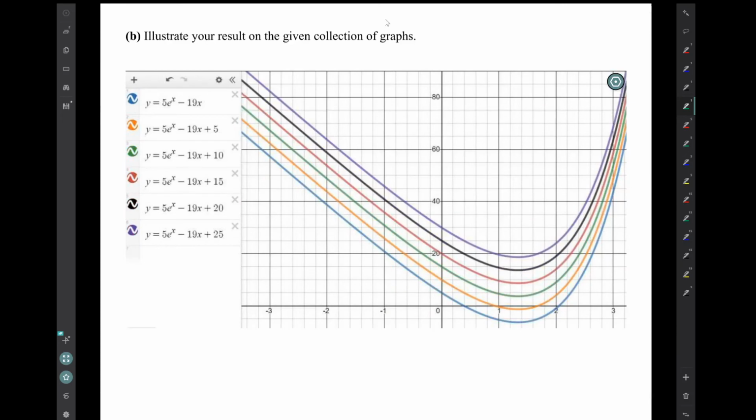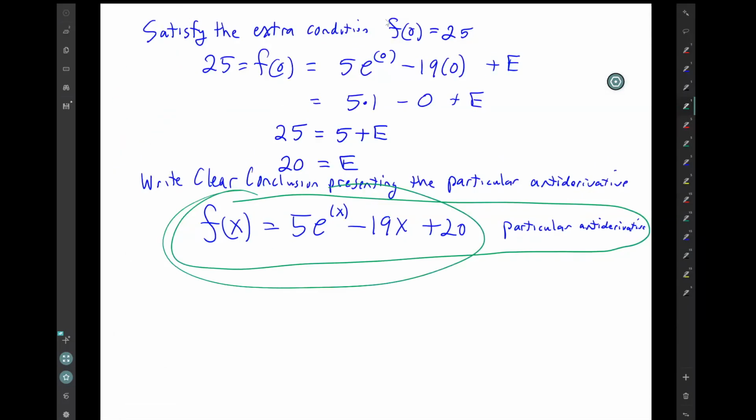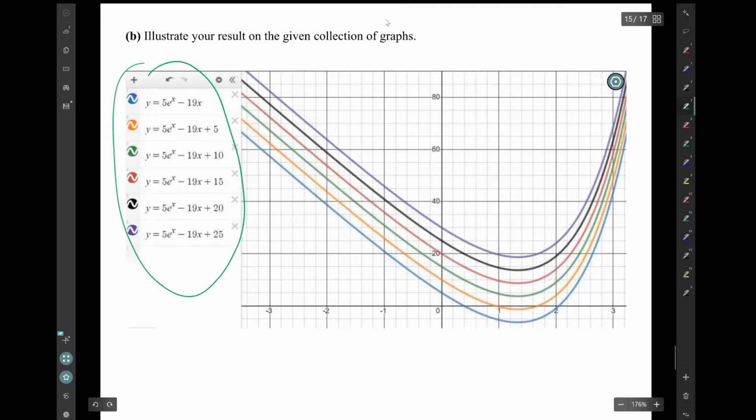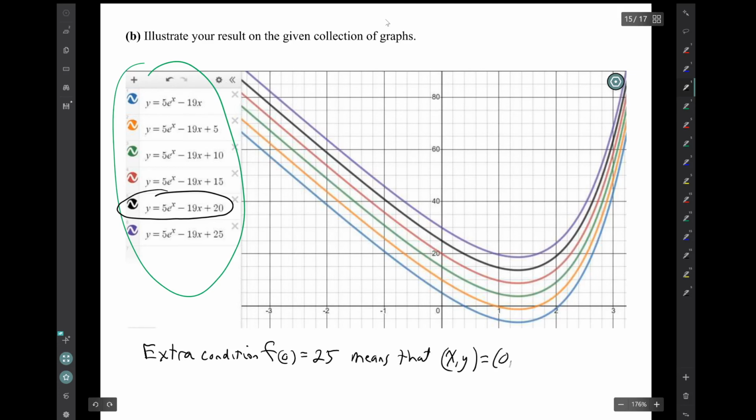Let's go on. Question B says, illustrate a result on the given collection of graphs. Well, notice what we've got here is a whole bunch of antiderivatives. That whole collection could be considered the general antiderivative. And so each one of those is a particular antiderivative. The one that we found, this one, is the only one that satisfies this extra condition. So we illustrate that by circling the one that we found and pointing out that it satisfies the extra condition. So we have to label that point and convey that our particular antiderivative is the only one of these antiderivatives that goes through that point.